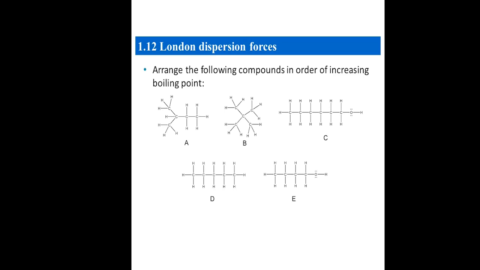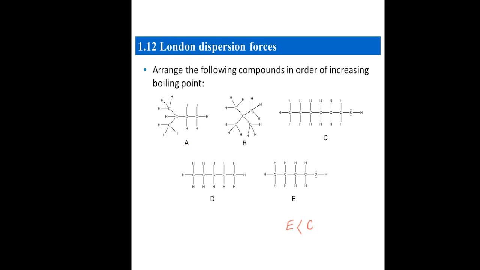So C has the highest boiling point. And then E would have the next highest boiling point because it has both hydrogen bonding and London dispersion force.